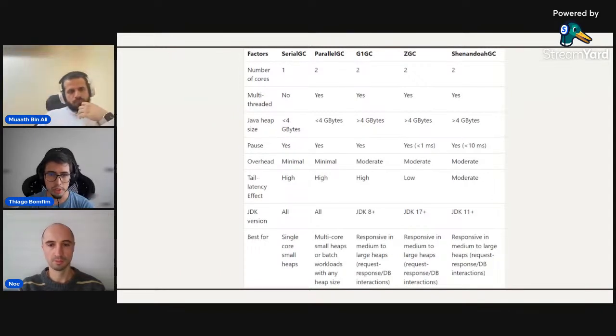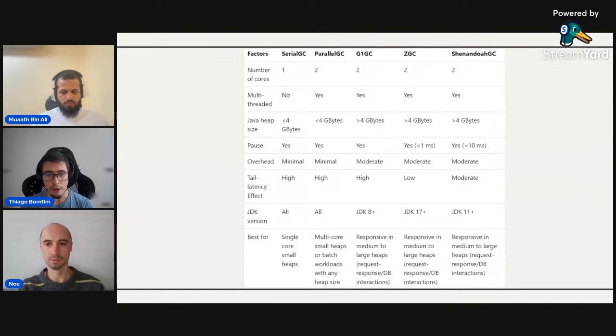And Shenandoah? How about Shenandoah? Shenandoah has a different thing. If I'm not wrong, ZGC has a lower latency if you compare with Shenandoah, but Shenandoah has the same latency if you have a high or a small heap. We can have a heap, for example, with 2 megabytes or 200 gigabytes, and the latency for Shenandoah will try to be the same, okay? Shenandoah works well if you want to have the same latency independently of the heap size, okay?